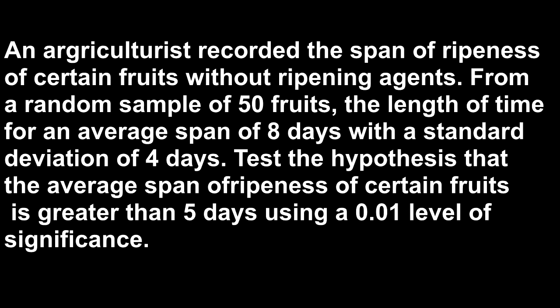From a random sample of 50 fruits, the length of time for the fruits to mature showed an average span of 8 days with a standard deviation of 4 days. Test the hypothesis that the average span of ripeness of certain fruits today is greater than 5 days using a 0.01 level of significance.